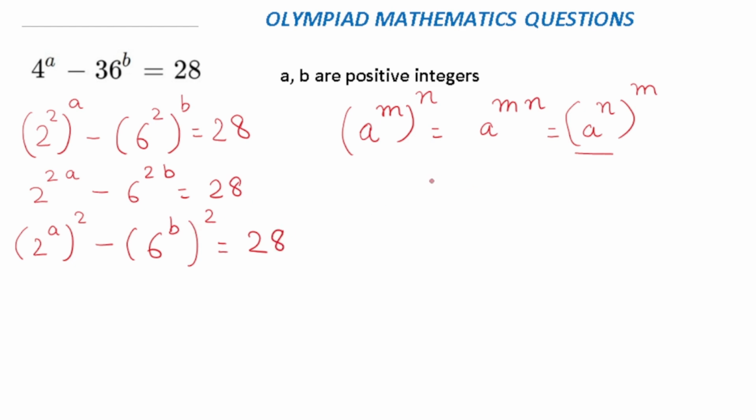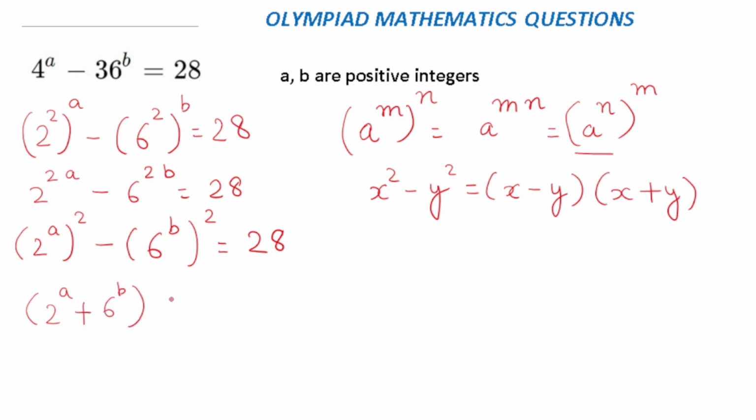As in algebra, we are taught that x square minus y square can be written in the product form or the factored form as x minus y times x plus y, right? So how are we going to write x square minus y square in this equation? 2 raised to power a is your x and 6 raised to power b is your y. So this can be written as 2 raised to power a plus 6 raised to power b times 2 raised to power a minus 6 raised to power b equals 28.